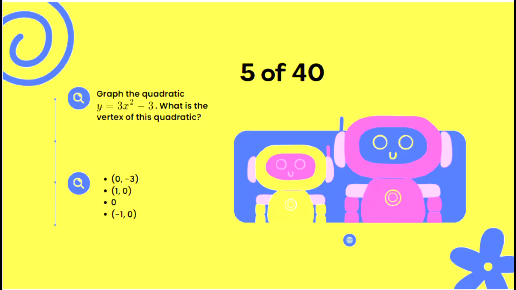Here is 5. Graph the quadratic y equals 3x squared minus 3, and what is the vertex of the quadratic? This one is written in standard form, so we can't just pick the vertex h and k out of it. We need to actually graph it. We're going to go to GeoGebra to do that.